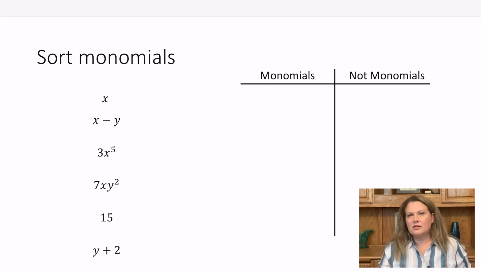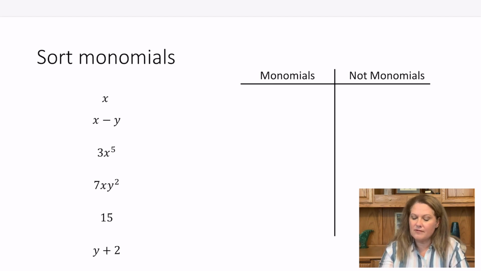The first is x. The second expression is x minus y. 3x to the 5th power. 7xy squared. 15. y plus 2. Okay, hope you have those all sorted.